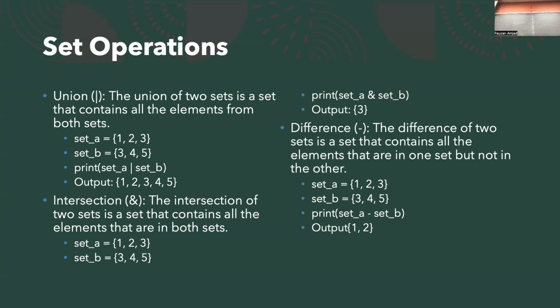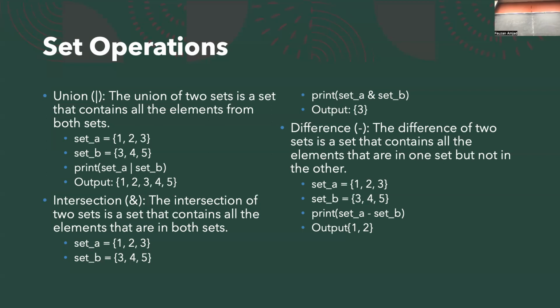Difference would be, well, this depends on how you write it. So in the case here, I'm writing set A difference of set B. And basically it looks at the stuff that is in set A that is not in set B. So in the case of set A, we have 1, 2, 3. 1, 2 do not exist in set B, but 3 does. So it does not include 3 in the final set. It only includes 1, 2 because that's the difference between set A and set B.